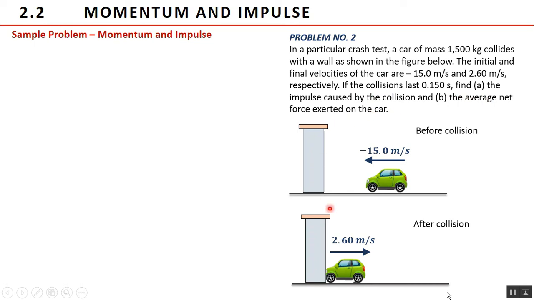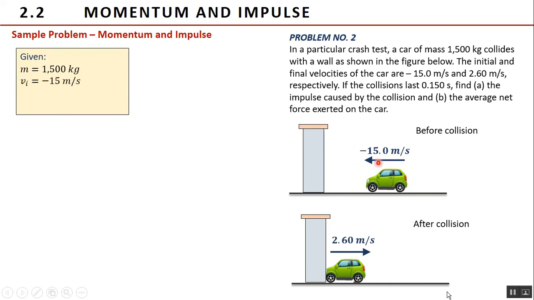Now let us establish the given information. The mass of the car is 1,500 kilograms. The initial velocity is negative 15 meters per second. This is negative because, in the figure, the car is moving to the left just before hitting the wall. Right after hitting the wall, the car bounces back at a velocity of positive 2.6 meters per second. Do not forget to indicate the proper sign of the velocities, or else our solution will go wrong. The time of collision of the car with the wall is 0.150 seconds.